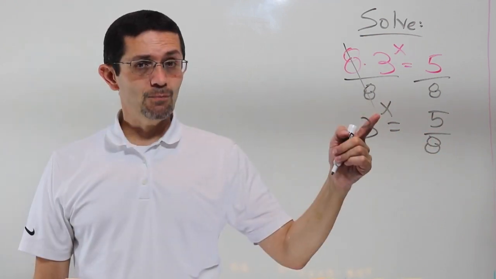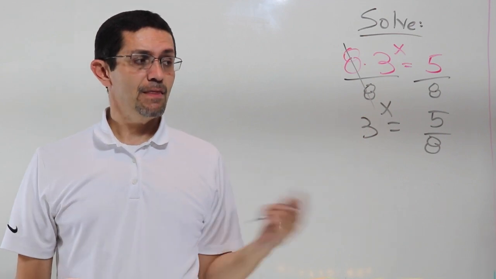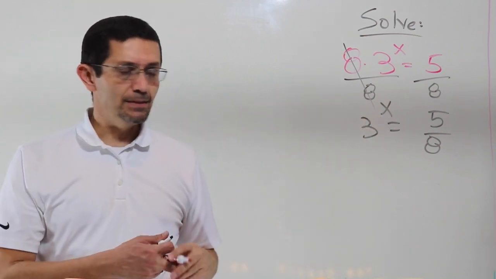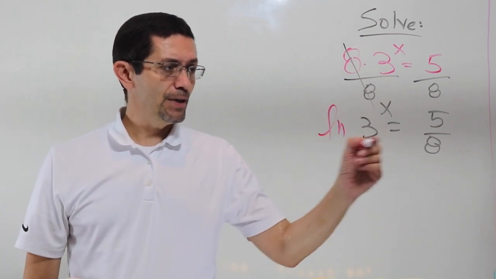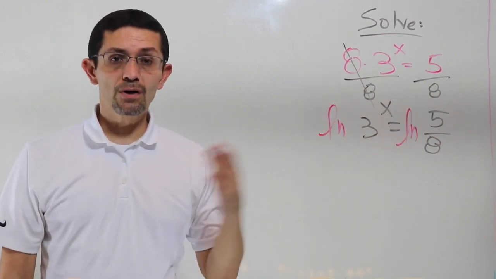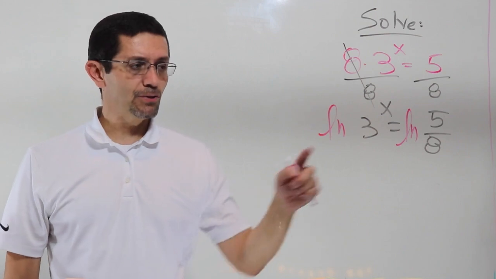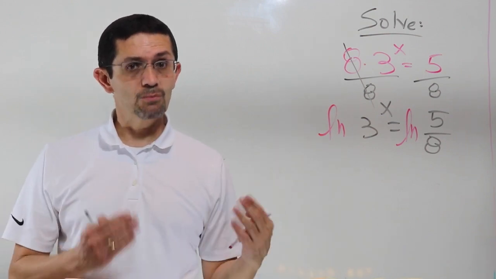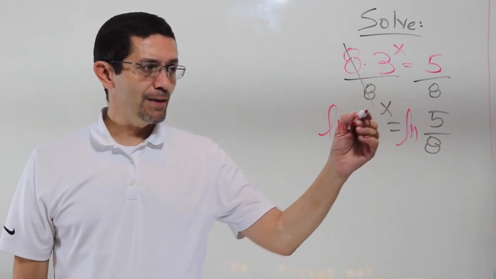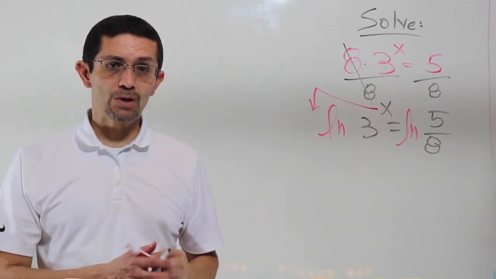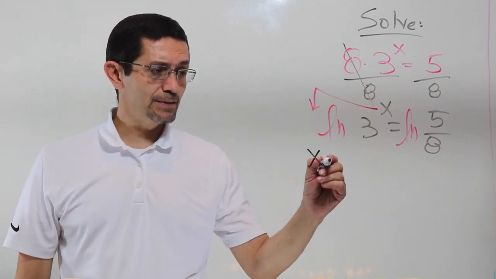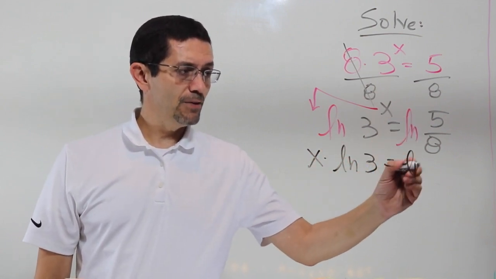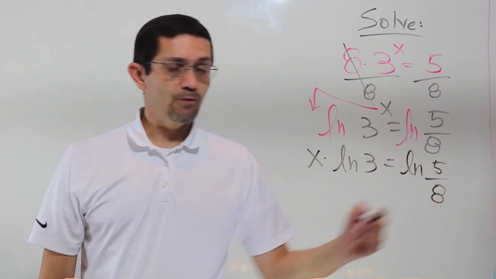But my variable is my exponent. Therefore, I need to drop that. How can I drop it? Easy, straightforward: ln or log base 10. Either one of them, because you can use this in your calculator, and that's the idea, applying natural log on both sides. Once I have that, remember, my exponent is going to drop in front of my function, so I have x times ln of 3, and on the other side I have ln of 5 over 8.